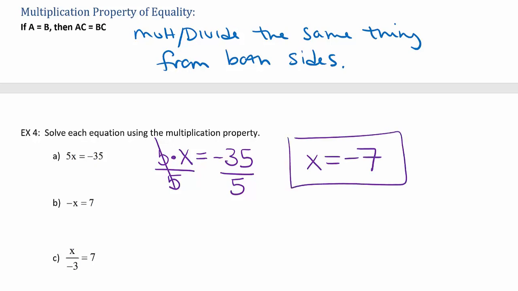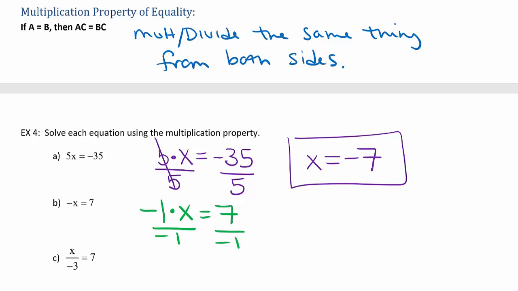Now, example B is actually a very similar equation, even though maybe it doesn't look like it at first. That negative x means we have a negative 1 times x. Remember that coefficient of 1 is something that we usually don't write down. So a negative x is actually a negative 1x. To get rid of the negative 1, I'm going to divide both sides by negative 1.